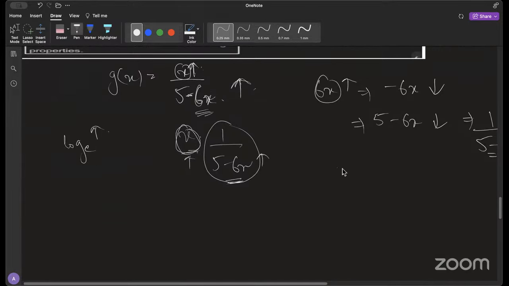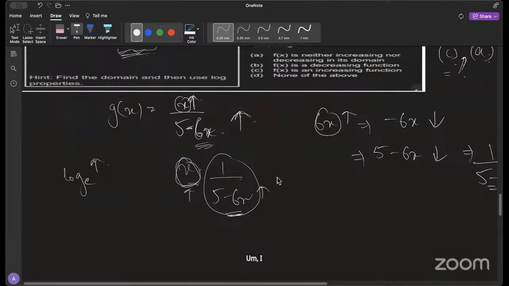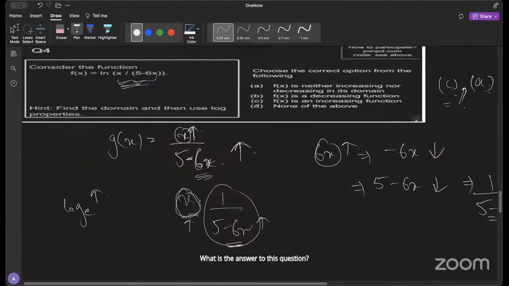Yes, ma'am, exactly. Is it okay? Then what is the answer to this question? It should be this C part. Ma'am, we should also consider the domain of the inner function because it may be increasing in some domain and decreasing in some domain. Okay. Domain, in the hint you've been suggested to use the domain.